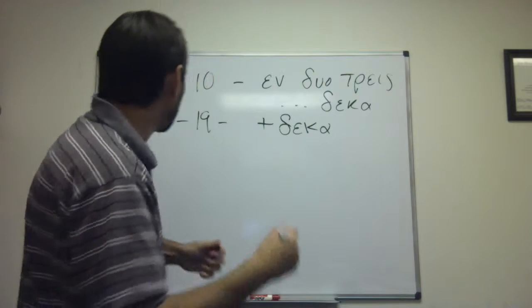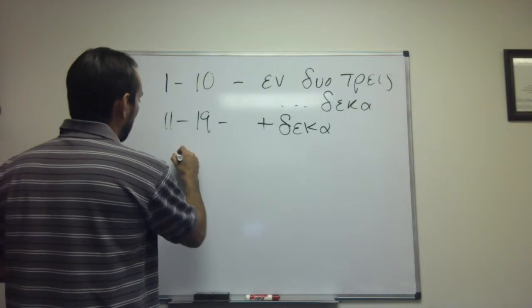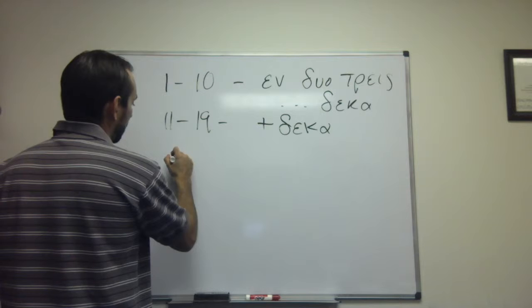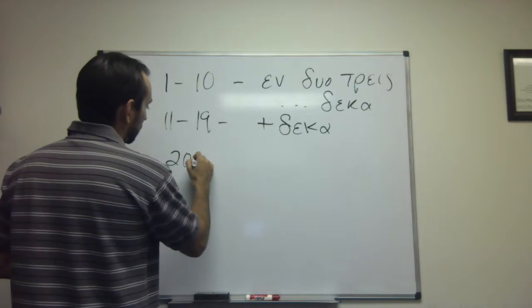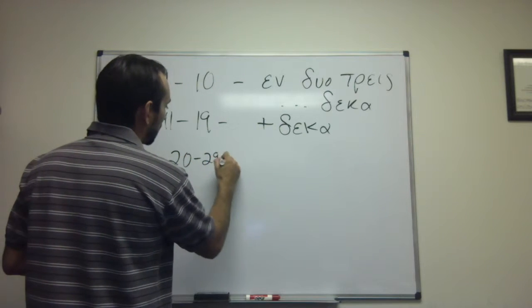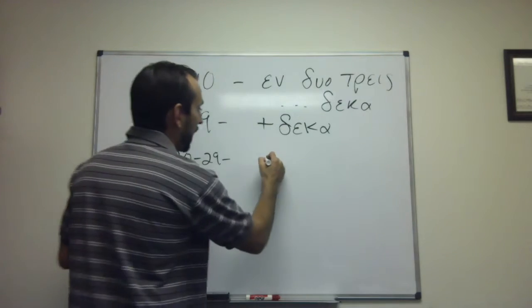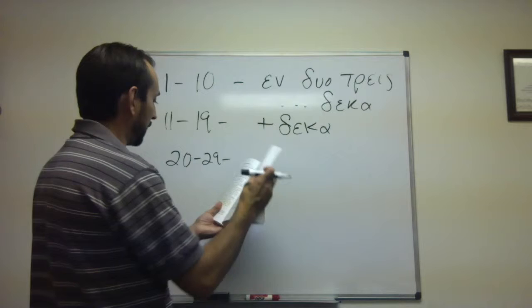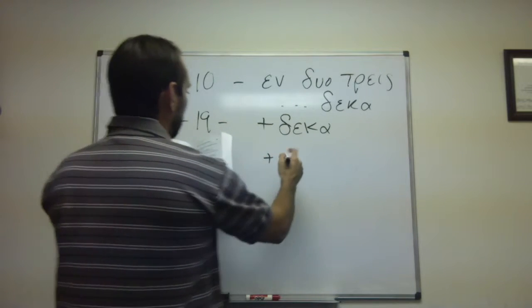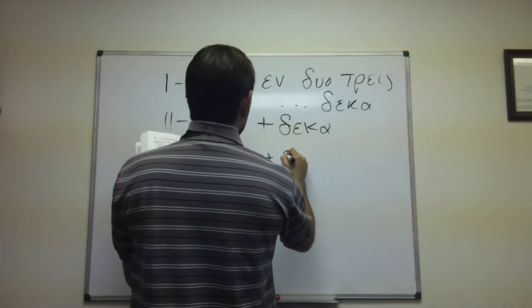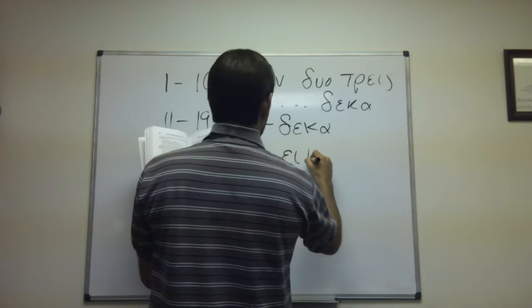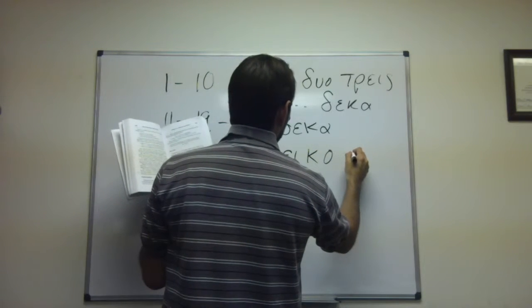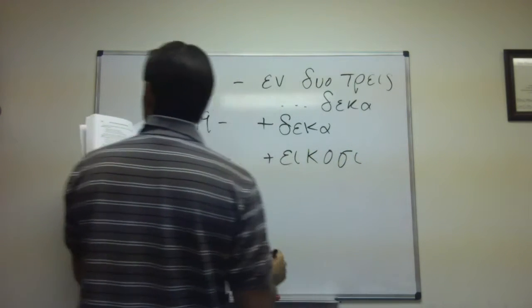Now, what about if I want to say 20-something, say 20 through 29? Well, you have a word for that, right? We just talked about that one, and this is in the middle of page 158 as well. So if I want to say 20-something, I have eikosi. Sorry, that's a diphthong.